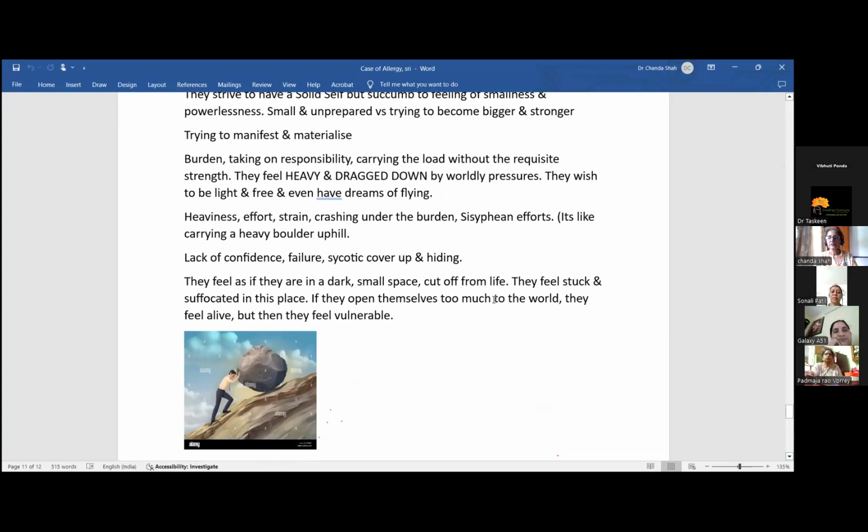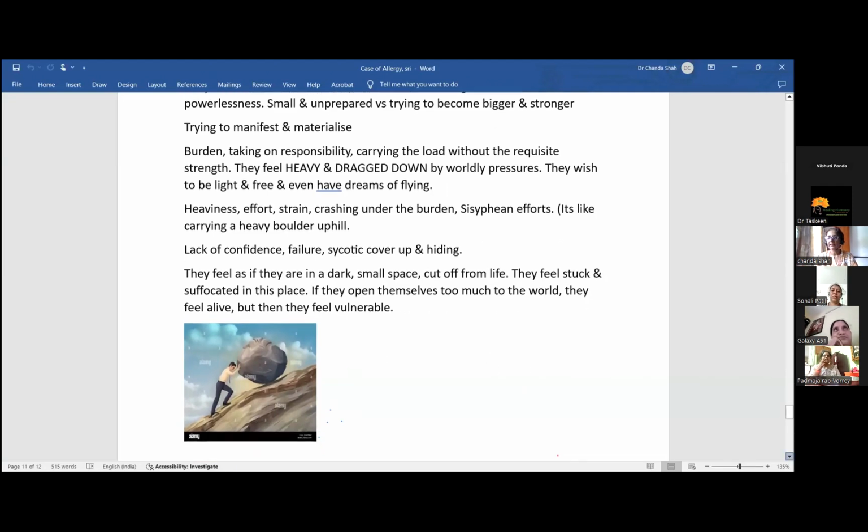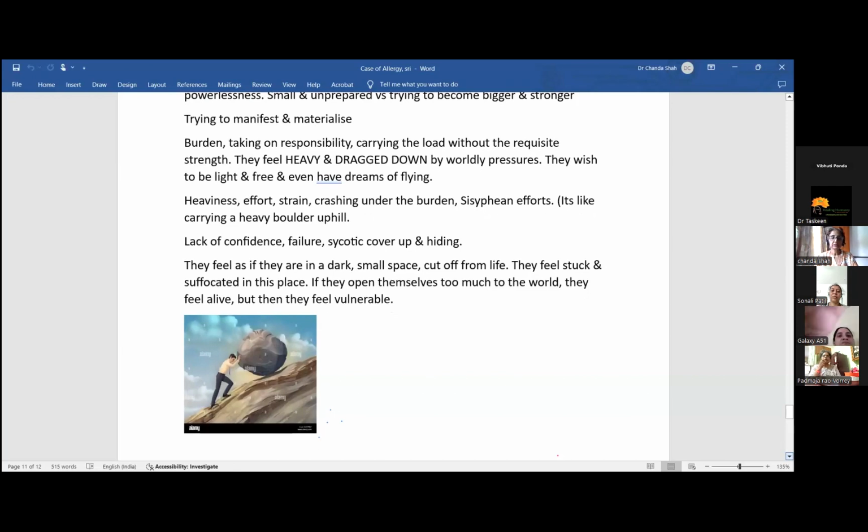So if they open themselves too much to the world, they feel alive, but then they feel vulnerable. Okay. Boss is arguing too much. He wants to leave the job. Yeah. So this is subclass 2, MMLAD and Juglans cineraria. Okay. So any comments? Everyone agrees now?